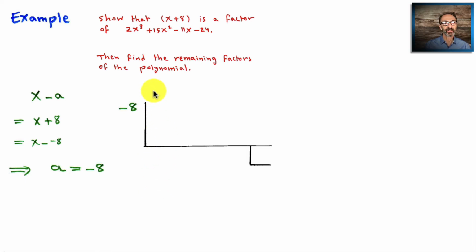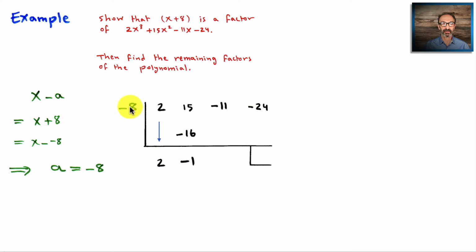Now we're not missing terms, as you can see. Third, second, first, constant. So we should be fine. We'll put the numbers one after the other: 2, 15, negative 11, and negative 24. First step, what do we do with the 2? Bring it down. Multiply 2 times negative 8. Goes right there, negative 16. Going down, add them, that's negative 1.